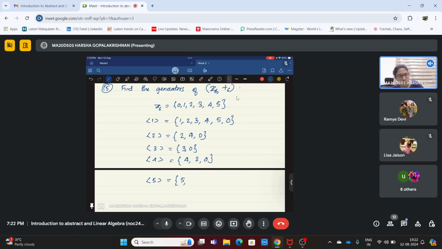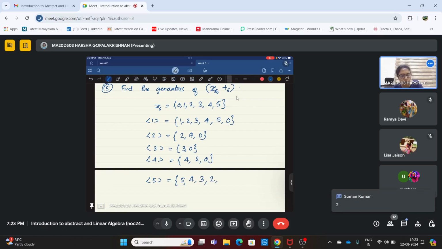If we are starting with 5, 5 plus 5 is 10. What is 10 in set 6? 4. Good. Now what is the next element? 4 plus 5? Yeah, 3. 4 plus 5 is 9. 9 in set 6 means first divide 9 by 6. What is the remainder? We are getting the remainder 3. That is what we are writing as 3. Now what is 3 plus 5? It is 8. In set 6 it is 2.